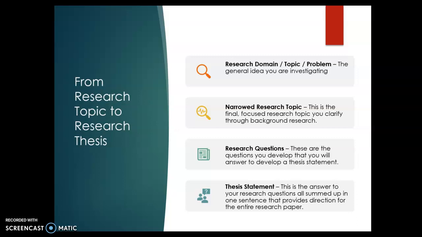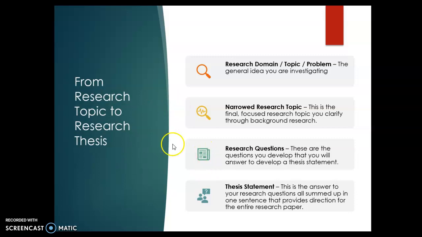Finally, your thesis statement is the answer to your research questions, all summed up in one sentence that provides direction for the entire paper. Keep in mind, this research paper is an argument you are developing for yourself. So the thesis statement you make is going to be the main claim for your argument. It's going to tell us what you believe, where you're going, what you're investigating, and how you're investigating it. But just remember that this is not personal at all. So your personal opinions, beliefs, personal words, etc. are not a part of this whatsoever. So there should be no personalized words included.